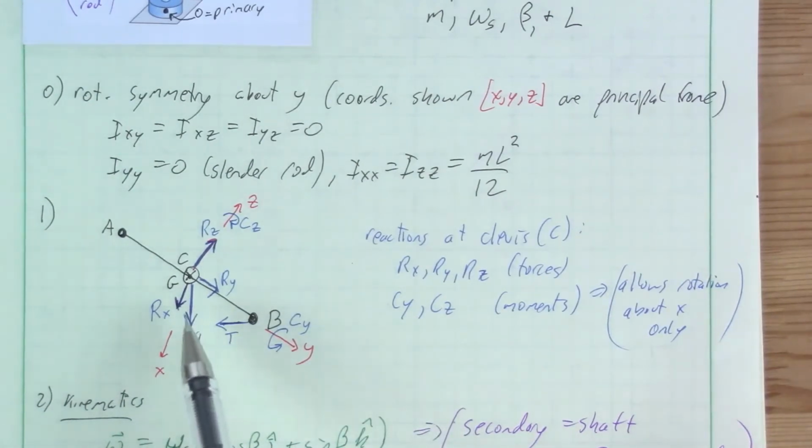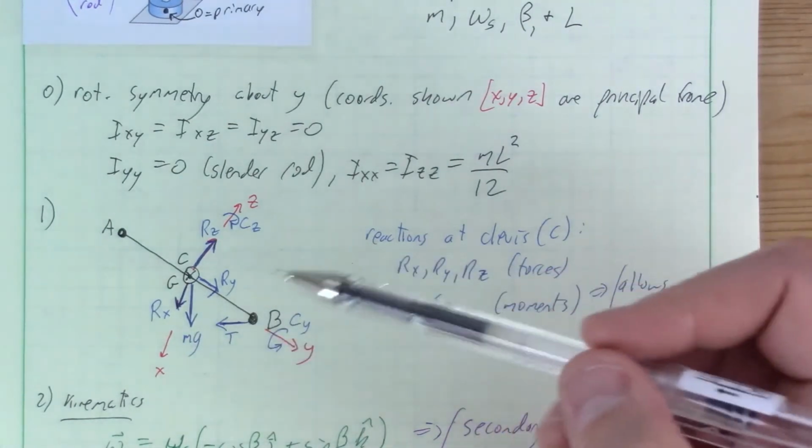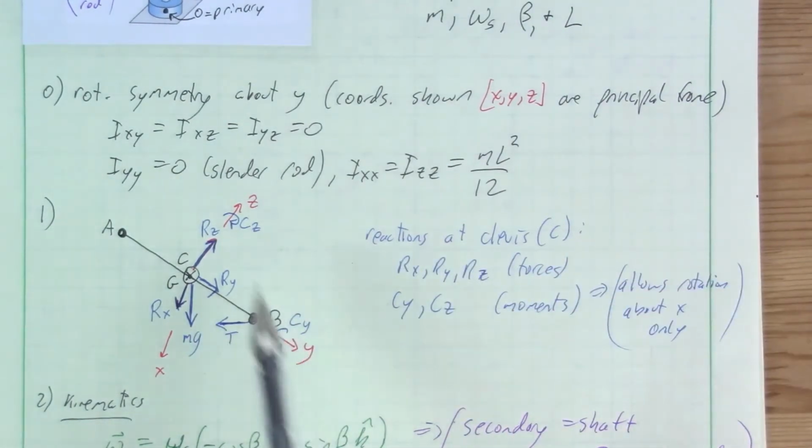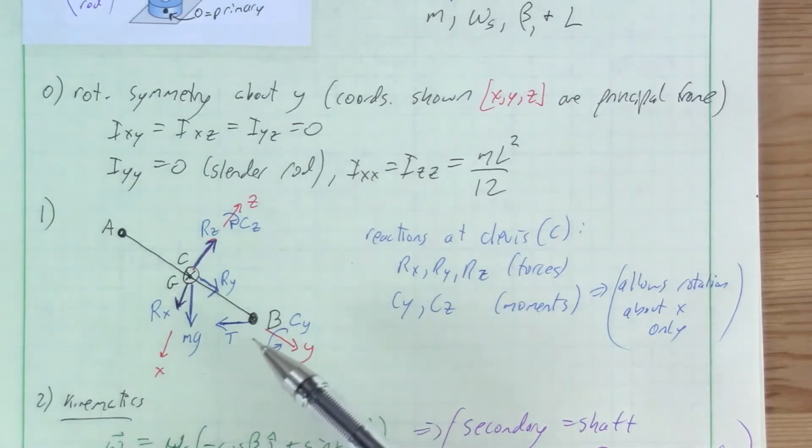Anything that has its line of action right through G here is not going to contribute. So the only things that could possibly contribute a moment are the tension and our two reaction moments, which are already obvious where they act, right? So Cz acts about z, Cy acts about y. Tension now, T is going to contribute.